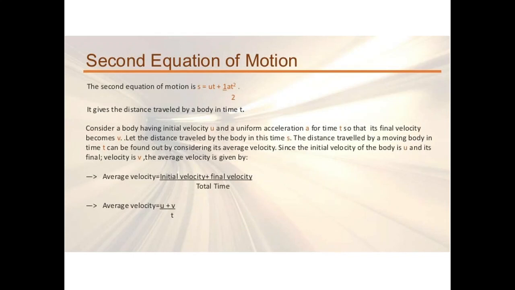The second equation is given as s is equal to ut plus half at square. This is a derivation which I'll be giving to you. Some assumptions are made: initial velocity is u, final velocity is v, the acceleration is a, and based on that, average velocity is equal to initial velocity plus final velocity by 2. Then the distance traveled, shown by s, is equal to average velocity into time t. Then just a replacement is made and we obtain the second equation of motion.